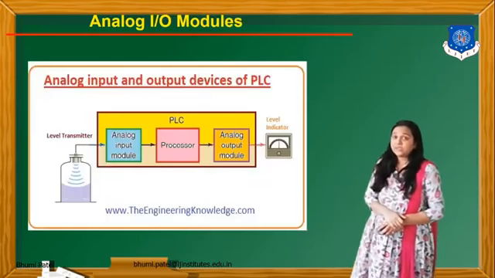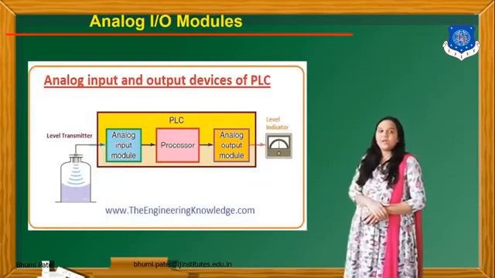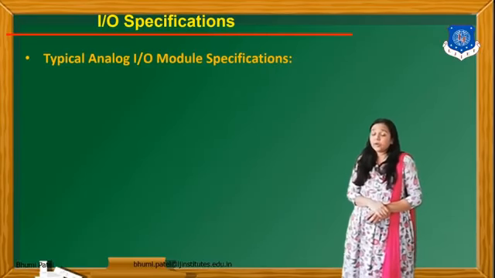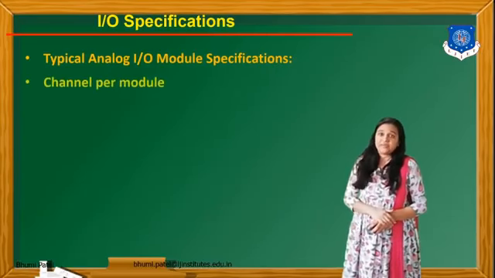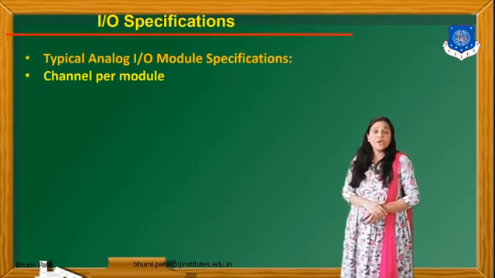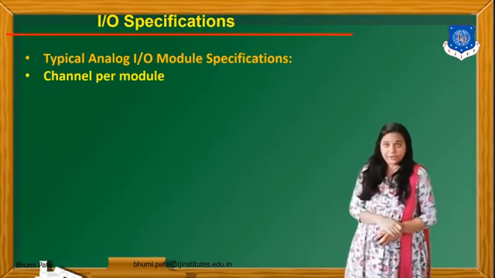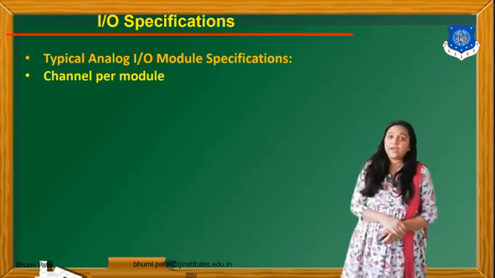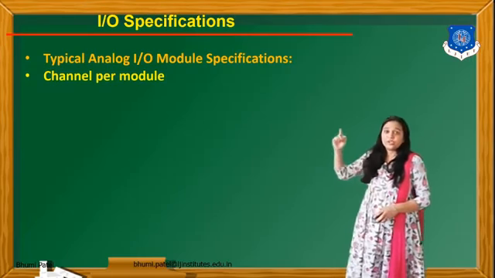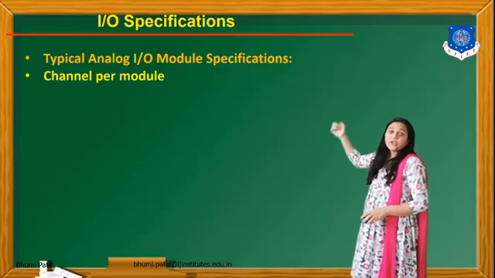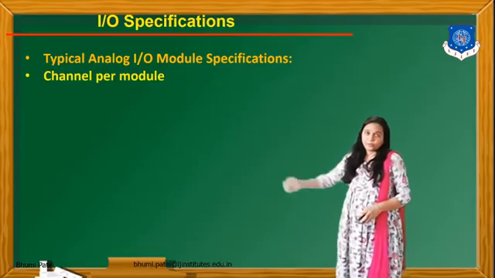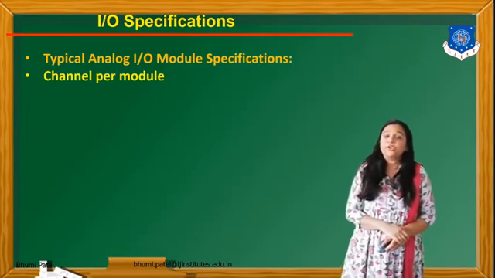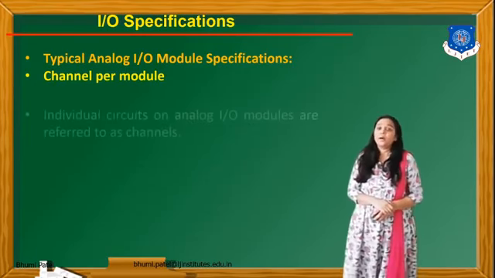After that we studied the analog input and output devices of the PLC, and then we will study the different I/O specifications used for the special types of I/O in the PLC. Now, today's topic is I/O specification for typical analog I/O modules used for PLC operation. The first one is channels per module.